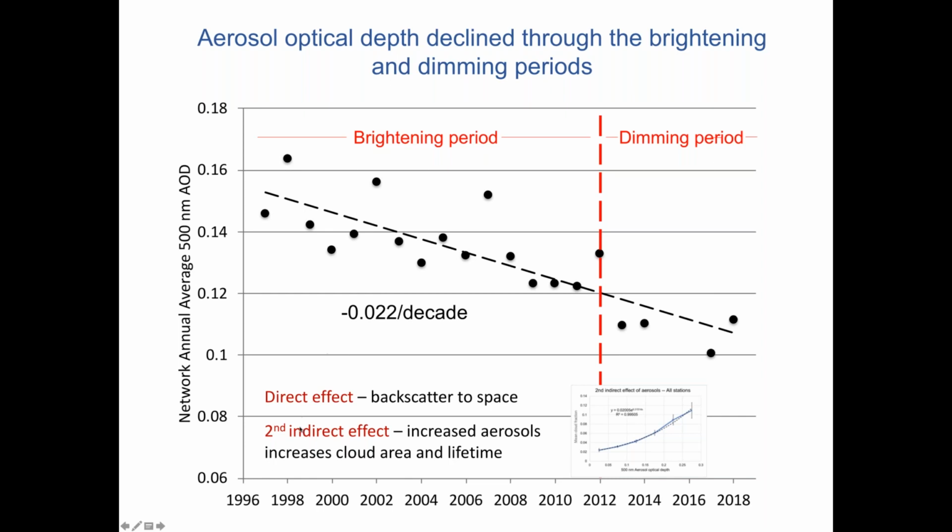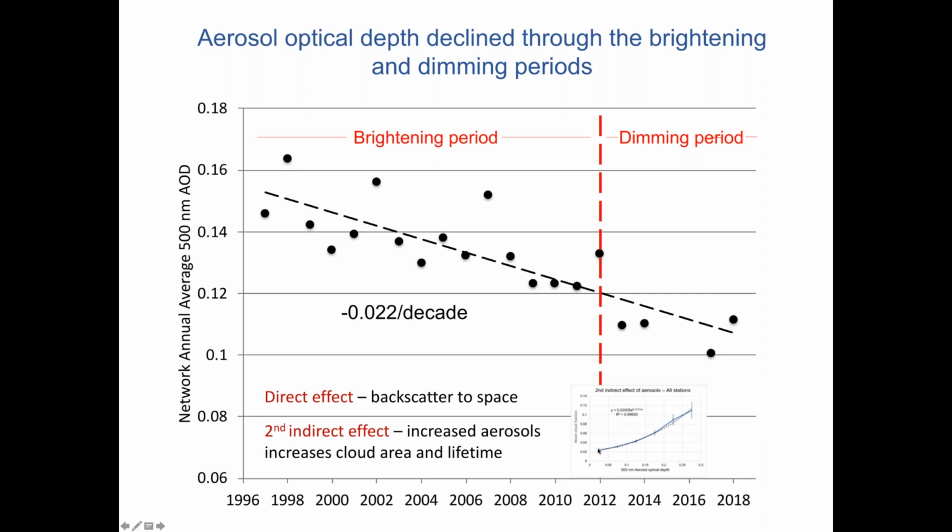But the second indirect effect affects clouds. And clouds are probably what's causing brightening and dimming, but are aerosols responsible? Second indirect effect is that increased aerosols increase cloud area and lifetime. We documented that for the SURFRAD network by plotting the mean cloud fraction versus aerosol optical depth.